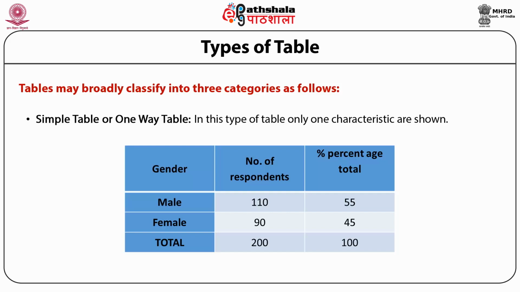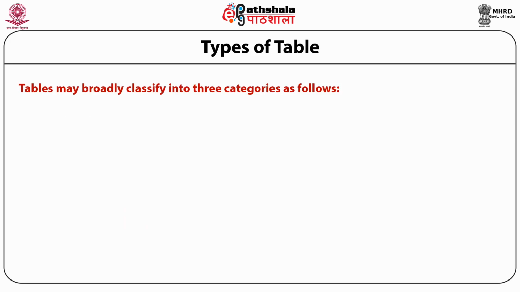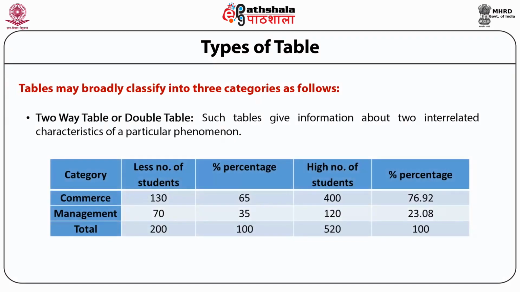So the total is 200 respondents. Number 2 is the two-way table, or double table. Such tables give information about two interrelated characteristics of a particular phenomenon. So there is the category, commerce and management. The less-number-of-students group is 130 and 70, with percentages 65 and 35 respectively, and the high-number-of-students group is 400 and 120, with percentages 76.92 and 23.08.